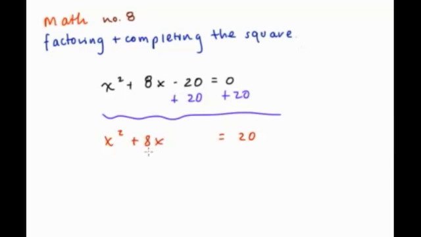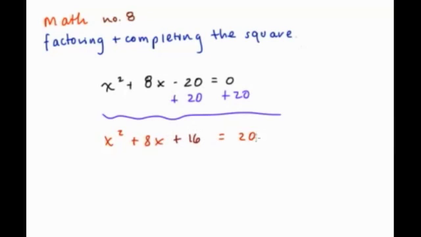Just take the coefficient of the b term, which is 8. You're going to divide it by 2, so that's 4. And you're going to take that 4 and then you're going to square it, so that's 16. So on the b term, you halve it, you divide it by 2, and then you square it. So that's 8, halve it, 4, square it, that's 16. So add 16. So now we get this.